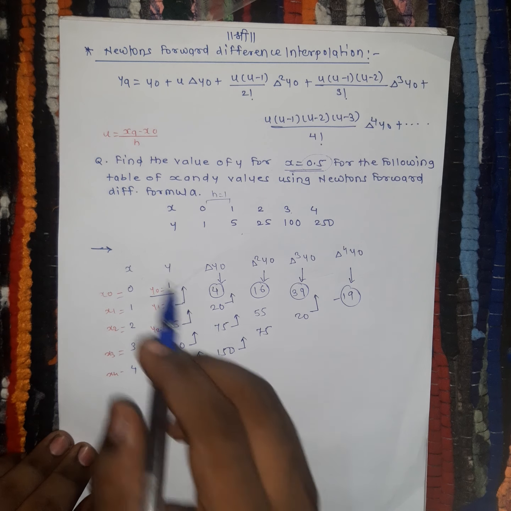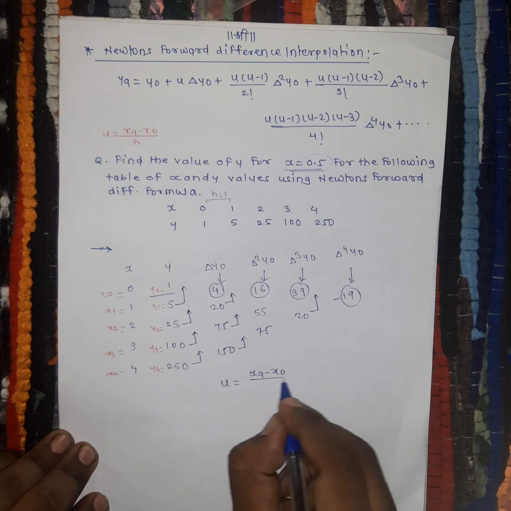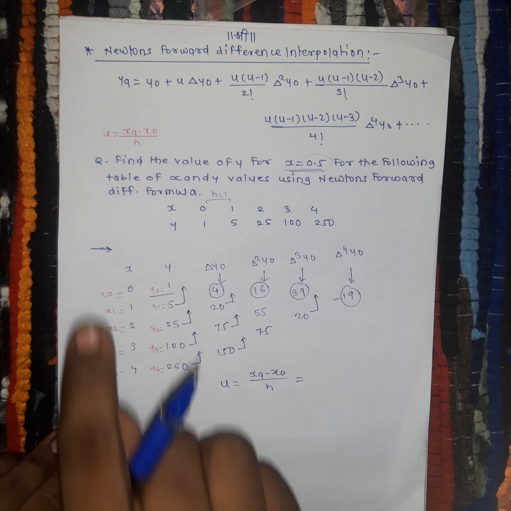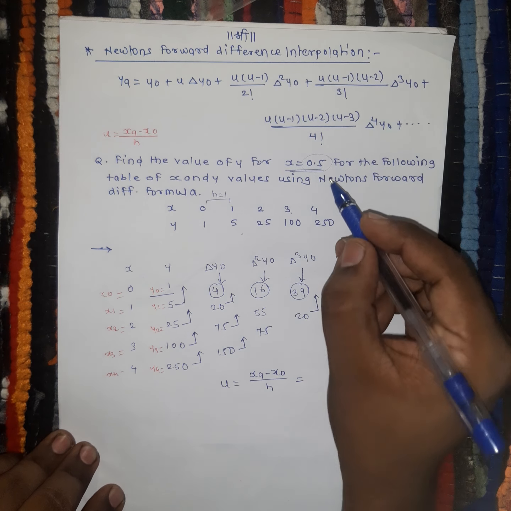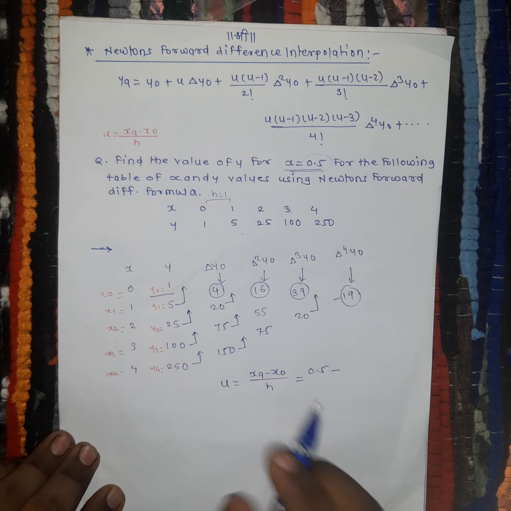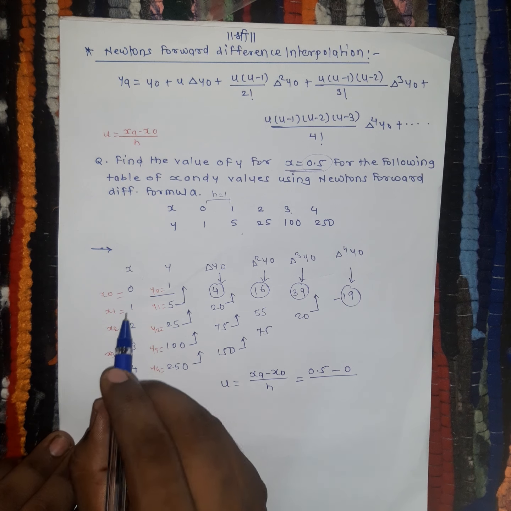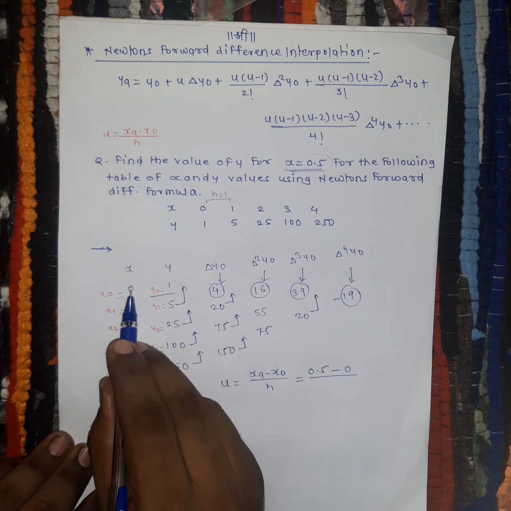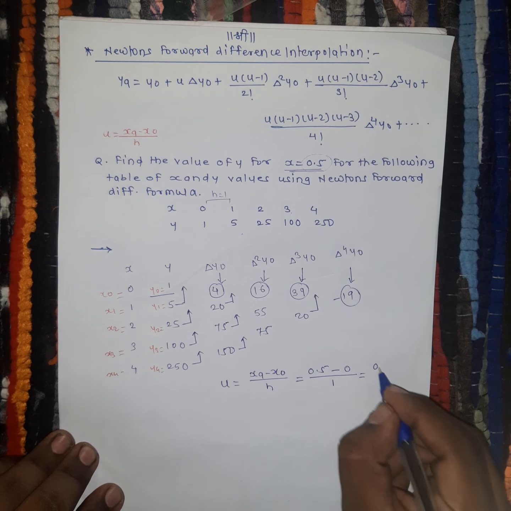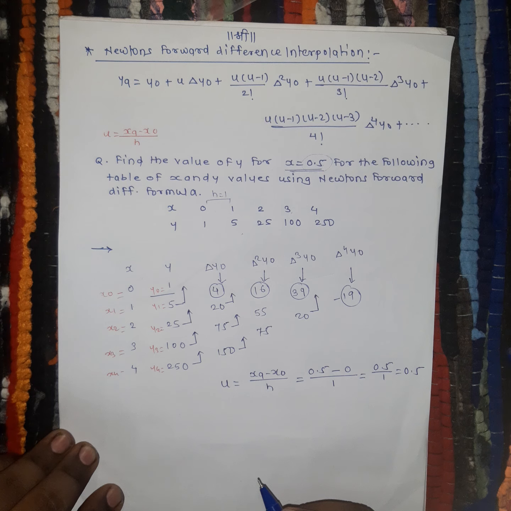Now we have to calculate the value of u. u is equal to xg minus x naught upon h. What is xg? xg is the point at which we have to calculate the corresponding value of y. In this problem xg is 0.5, minus x naught, which is 0, divided by h. h is the difference between consecutive x values: 1 minus 0 is 1, 2 minus 1 is 1, so h is equal to 1. So it is 0.5 by 1, which is 0.5. The value of u is 0.5.